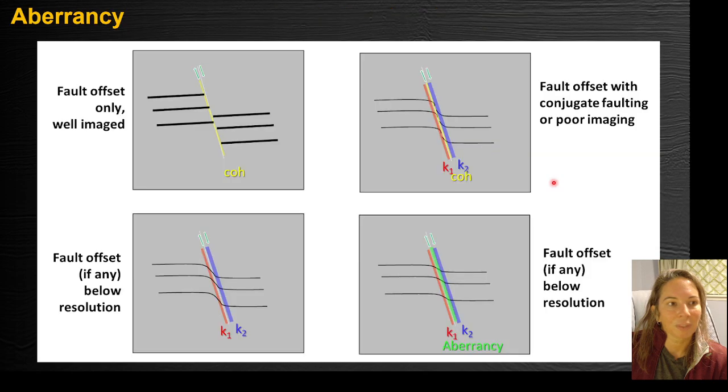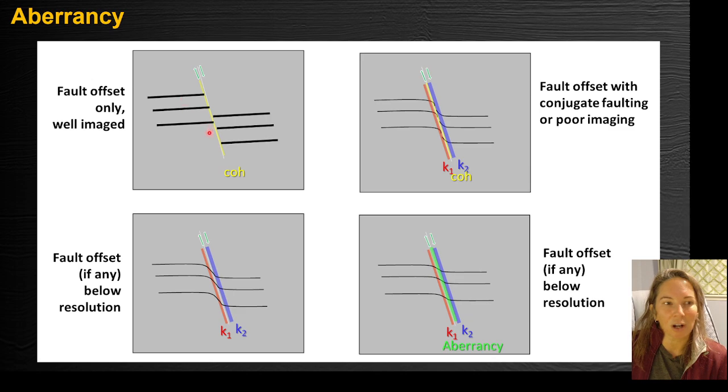And then finally, I'm going to wrap up with aberrancy, which is a newer-ish attribute. It's probably only been around for 5-6 years now. Aberrancy lets you see areas where you don't have that full offset that you would have in a fault. So I'm going to walk through these one by one.